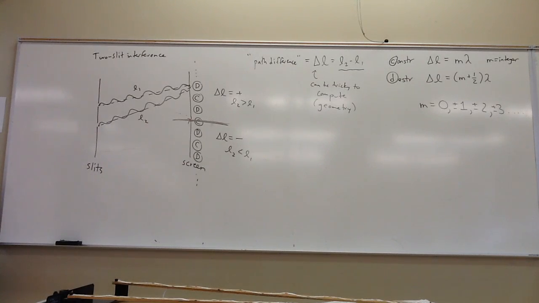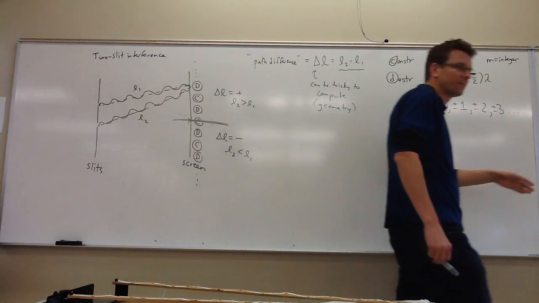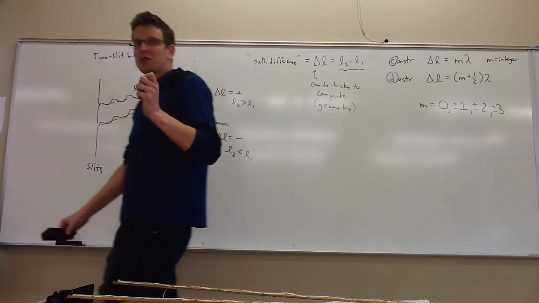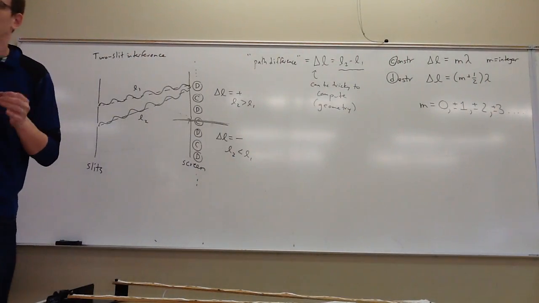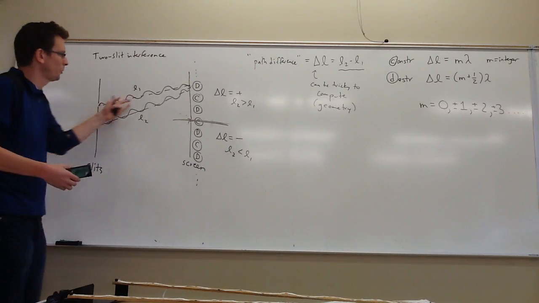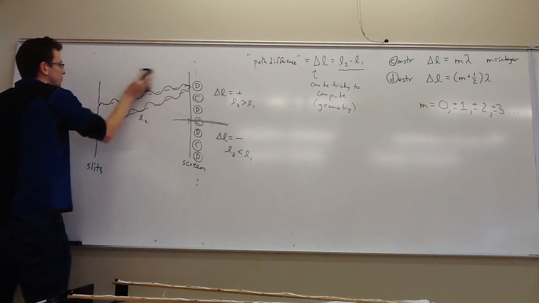But what I want to do now is show you that there's actually a trick to make your life easier and just say what the path difference is. This is going to be the first of two approximations we make that make this system a lot easier to work with. We don't have to compute the path difference on a case-by-case basis. Okay?